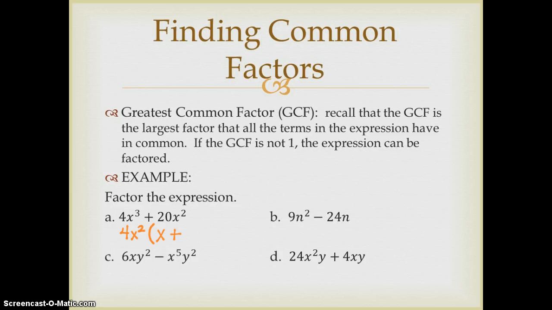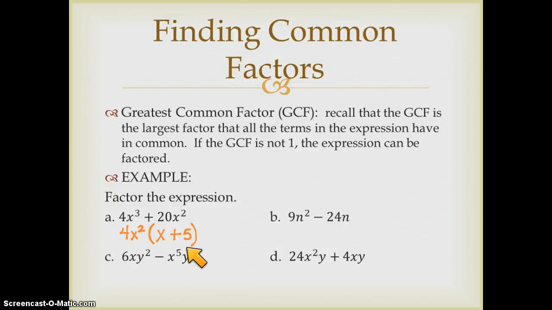Plus, then again, what do I have to multiply times 4x squared to end up with 20x squared? Well, for the 4 and the 20, I would have to multiply by 5, and since x squared doesn't need to multiply by anything to make x squared, except for 1, I'm just going to end up with x plus 5, and there ends my binomial.